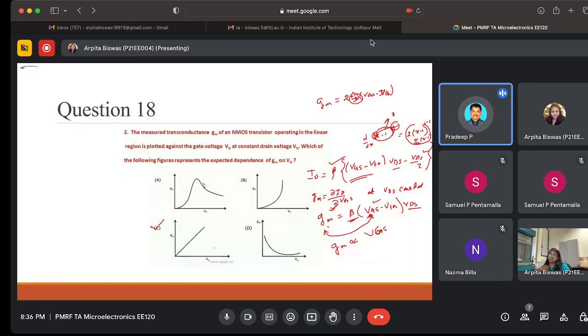Based on your sentence, I understand that we need to see the other parameters constant. Here you have to see whether ID is constant or not. If ID is a function of something else, you can't say it is directly proportional. Here beta is constant and VDS is constant, so it is directly proportional to VGS. First find out whether ID is constant or has a variable parameter, then you can find the relation. Yes, ma'am, I'll follow.